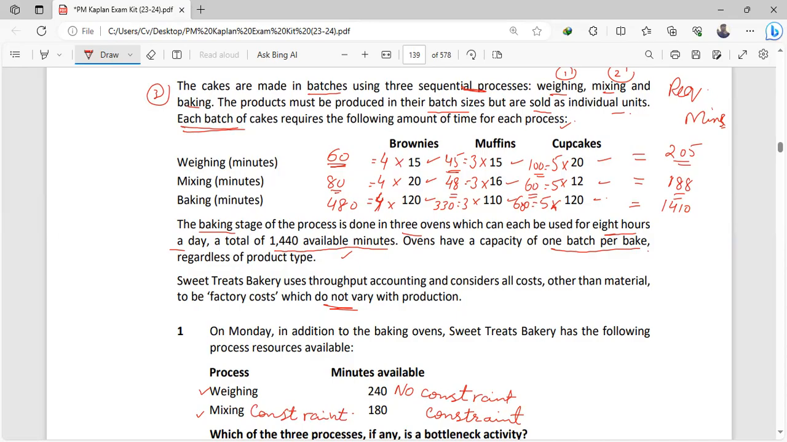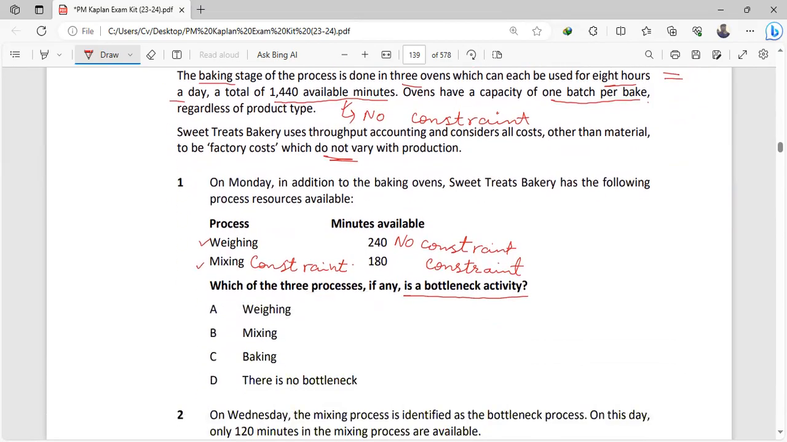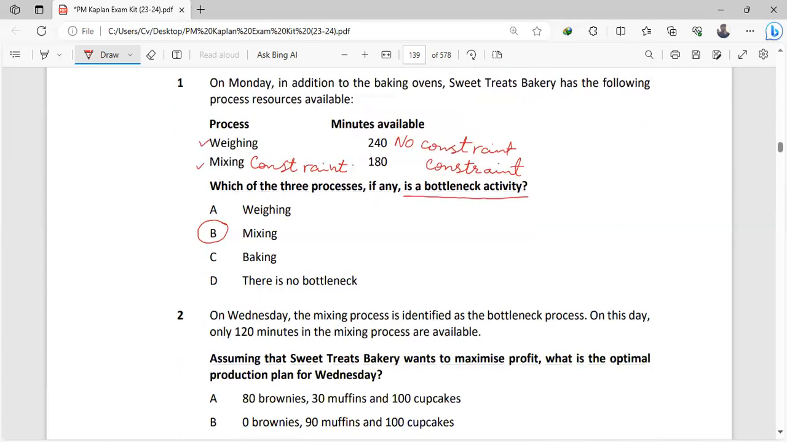Third one is 1410 and available is 1440. So once again we can say that there is no constraint for this process, baking. So the answer for the first is mixing. We are facing a shortage of mixing, right? Any question? Okay. Now we will move further.